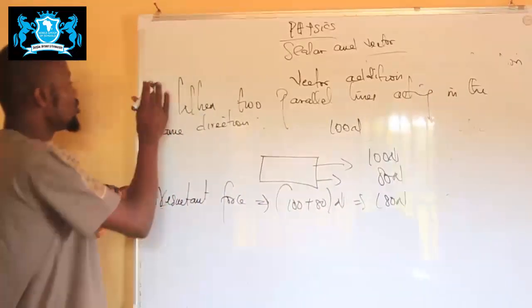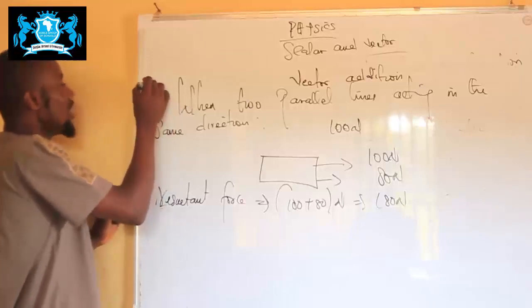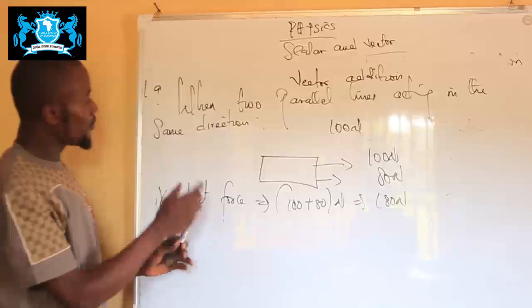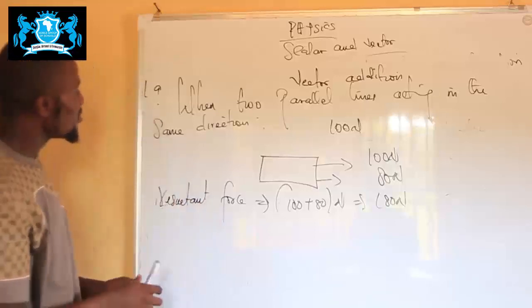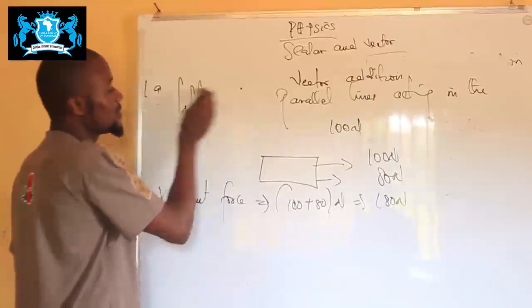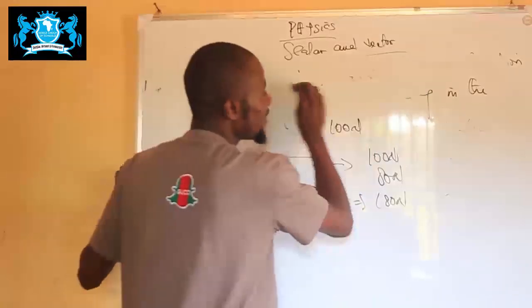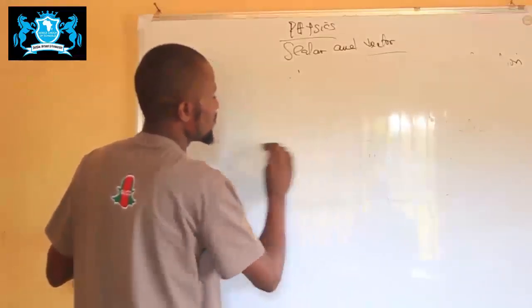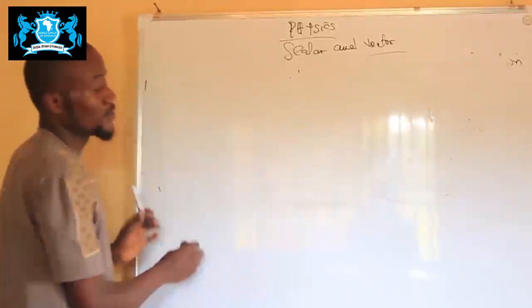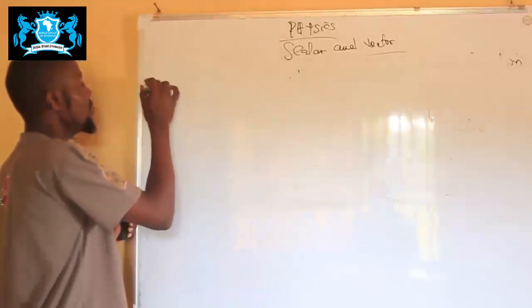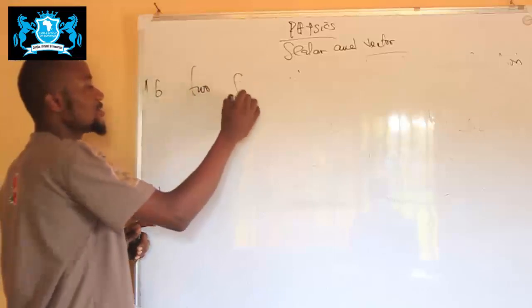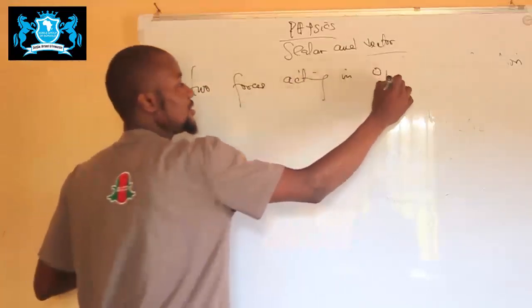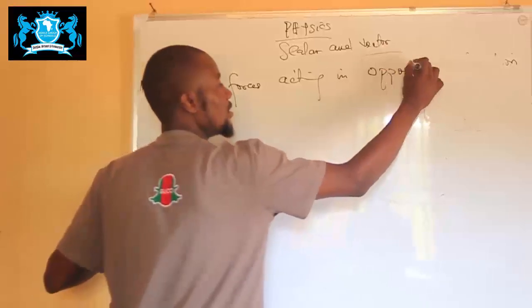Now this first condition is divided into two. We have 1A, which is the first step under this first condition. Now let's look at 1B: two forces acting in opposite direction.